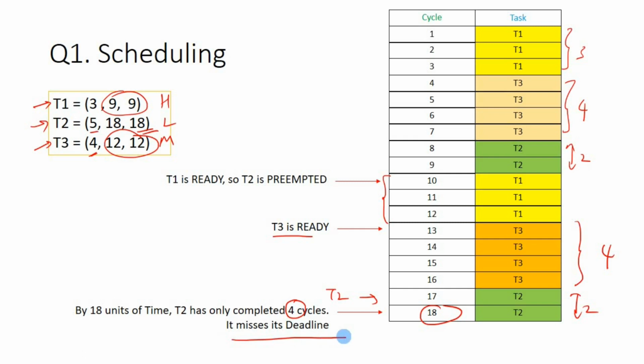Okay, so basically this question is asking us to analyze based on the RMS approach, where the shortest period has the highest priority. The moment the periodic interval is up, the task will repeat itself. Of course, if a higher priority task is running, it will preempt it. If it is not the highest priority task, then it has to wait.